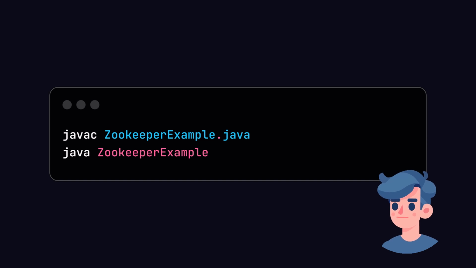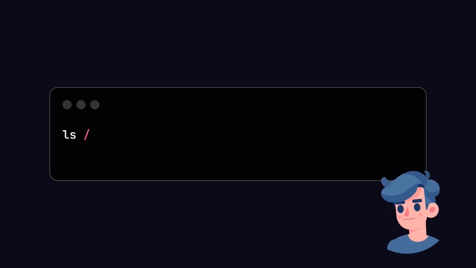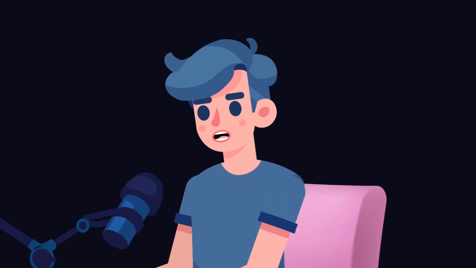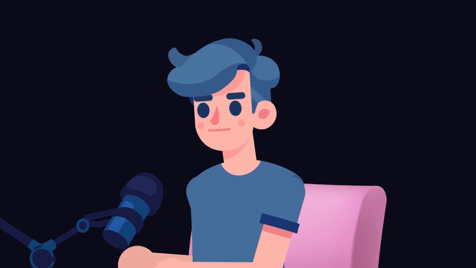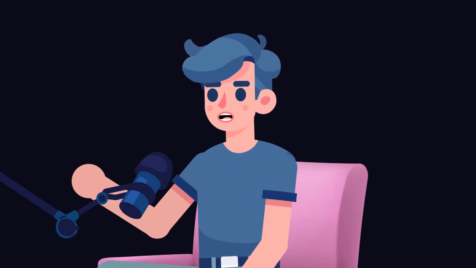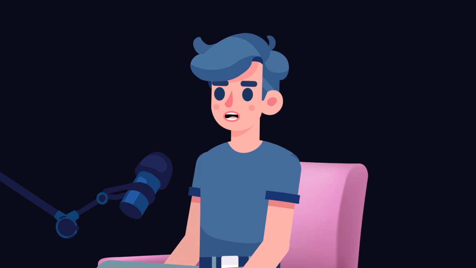In the main method, we connect to the Zookeeper server and create a node with the path /myznode. Next, let's run this program to see if this node is created successfully. After running the code, let's verify via the command line interface that our node has indeed been created. As we can see, this node /myznode is listed. Great!